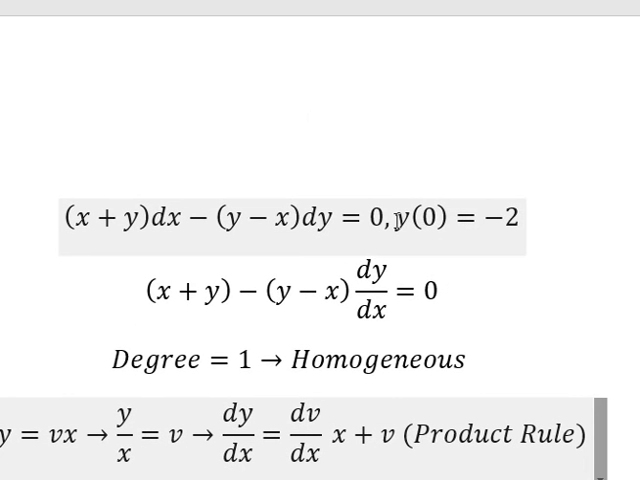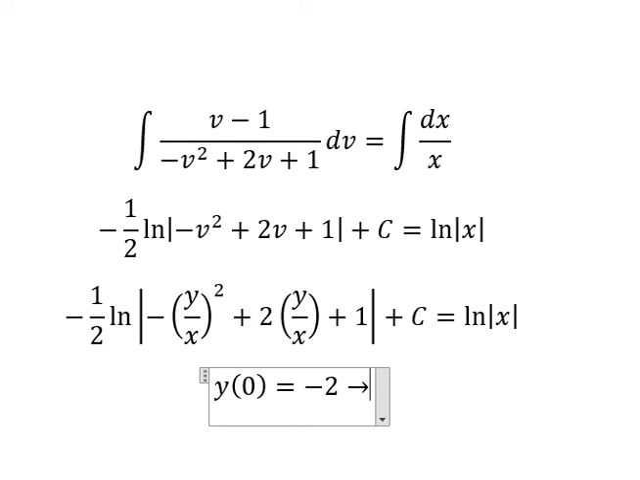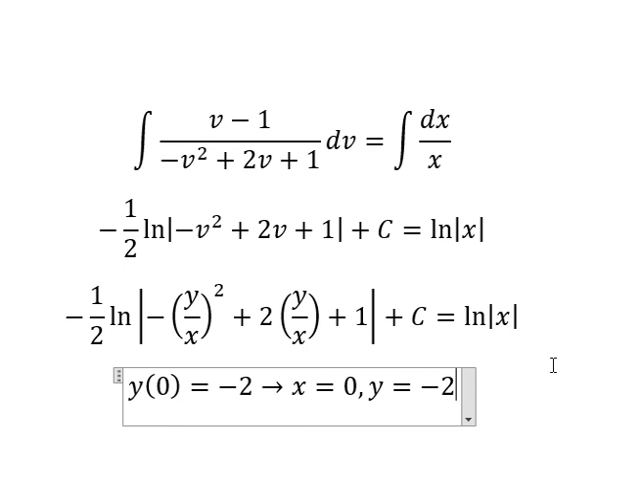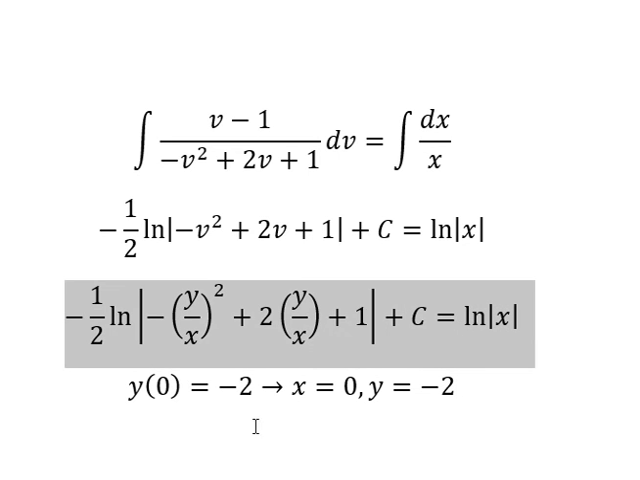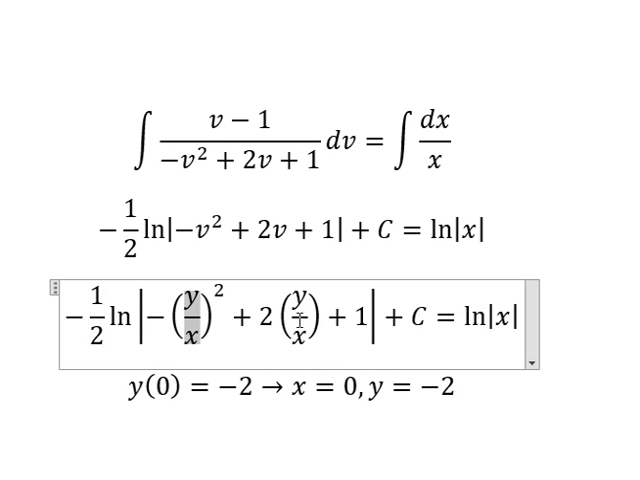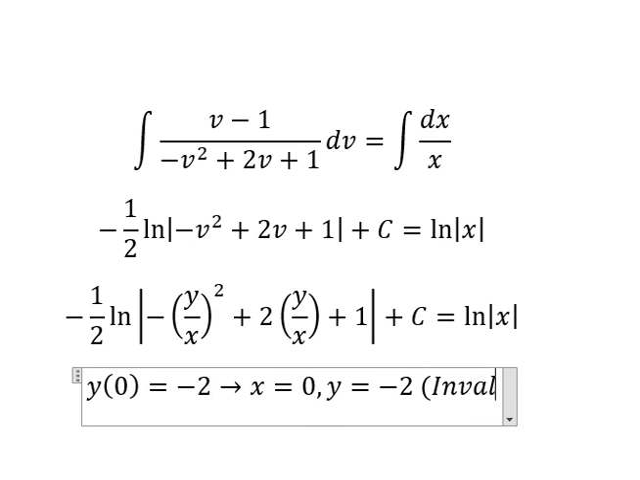Next, we have the condition. That means when x equal to number 0, y equals to negative number 2. So if we look carefully about this one, this is about 0. We cannot put number 0 in here, here, and here. So this one, that should be about invalid.